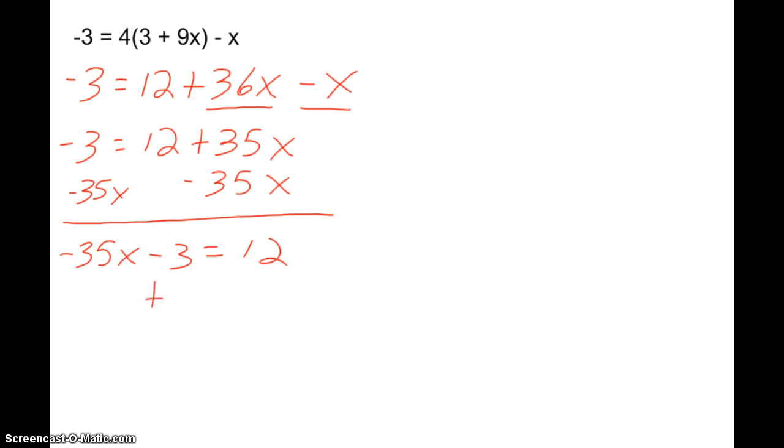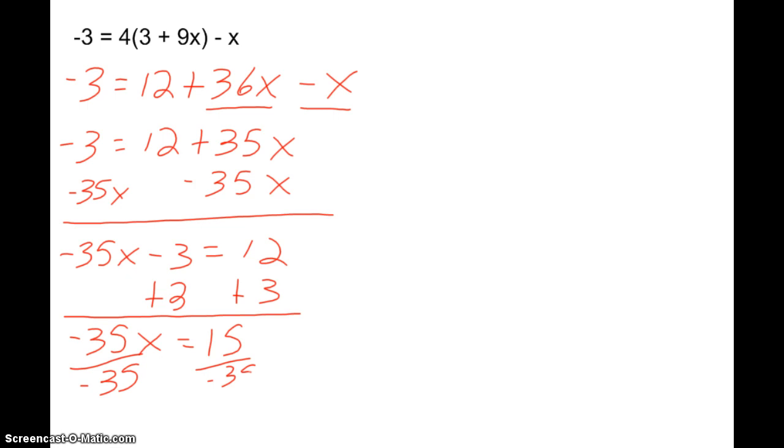Add 3 to both sides. I have a two-step equation. And I get a negative 35x is equal to 15. Divide both sides by a negative 35. And I get x equals, 5 goes into both. Positive divided by negative is negative, so I get a negative 3/7. I'm just going to double check this. 12, 36 minus 1, that's 35. 15 over 35. Yep, that should be right.